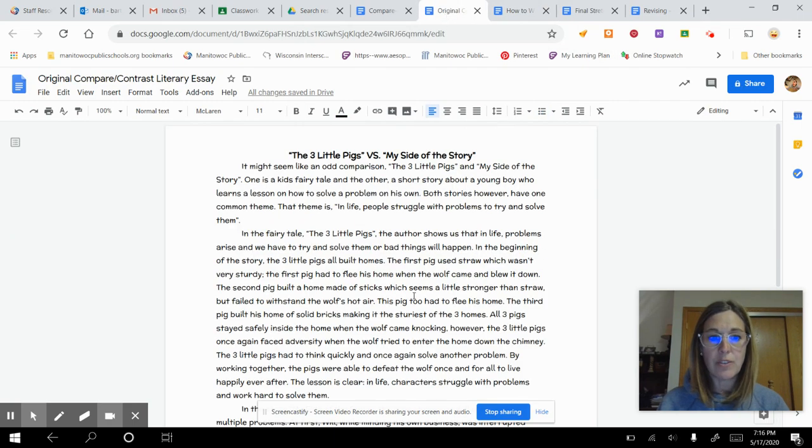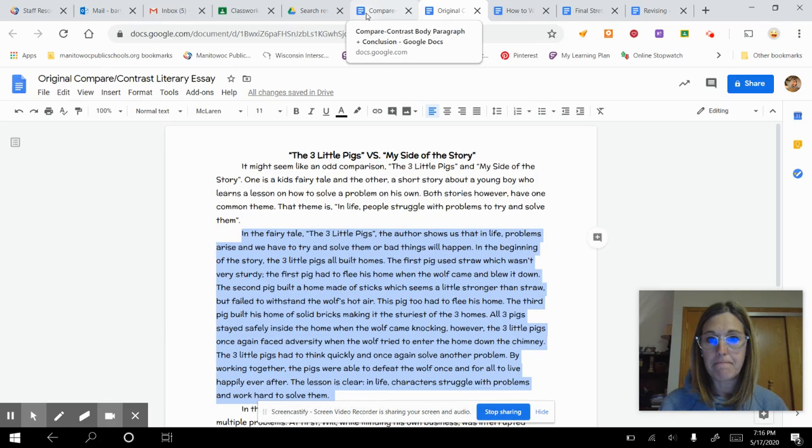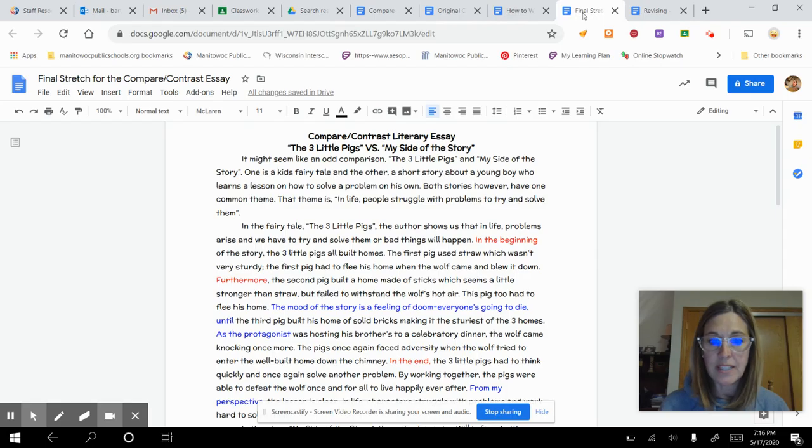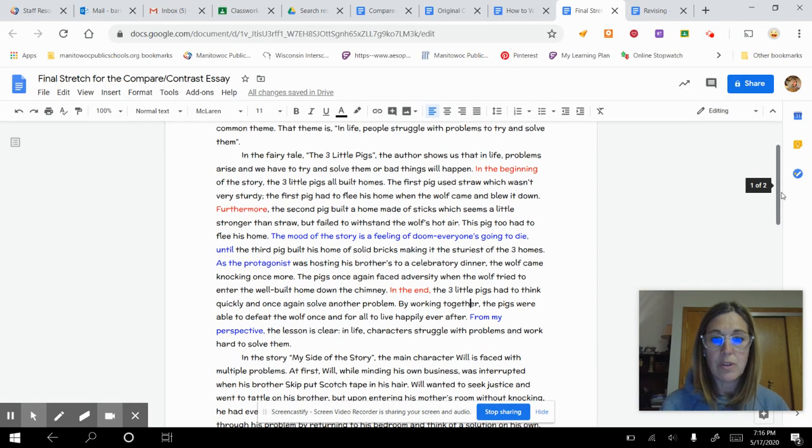So here's my original document. I want you to focus on this body paragraph, and I'm going to show you how I went through and changed it by using some transitional phrases as well as literary language. In red are the transitional phrases that I added, and in blue are the literary pieces of language that I used.